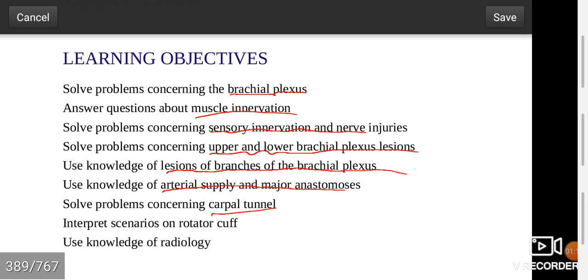Then the carpal tunnel, which is a very important part in the upper limb, located at the wrist joint. Other concept is about rotator cuff, which is made of 4 muscles. And lastly, we will have some short discussion about the radiology of the upper limb.